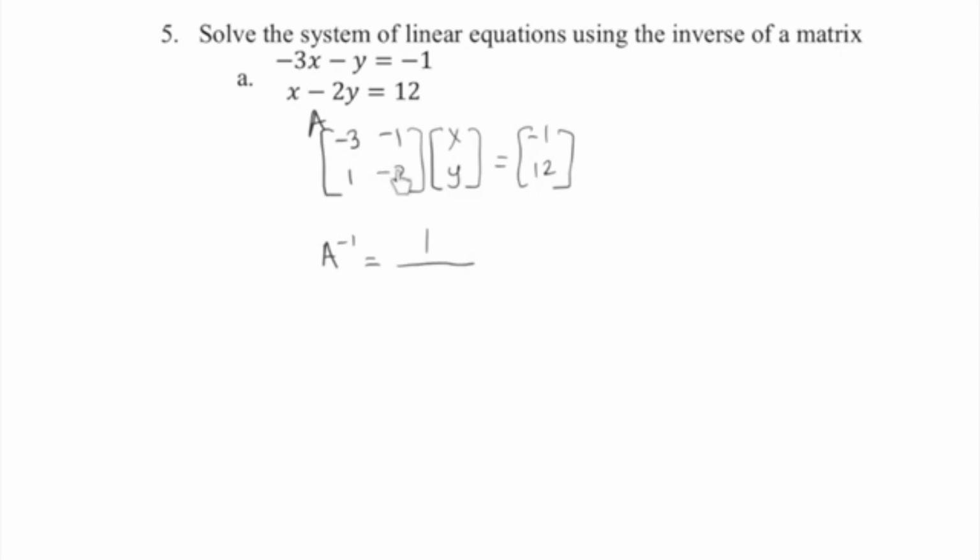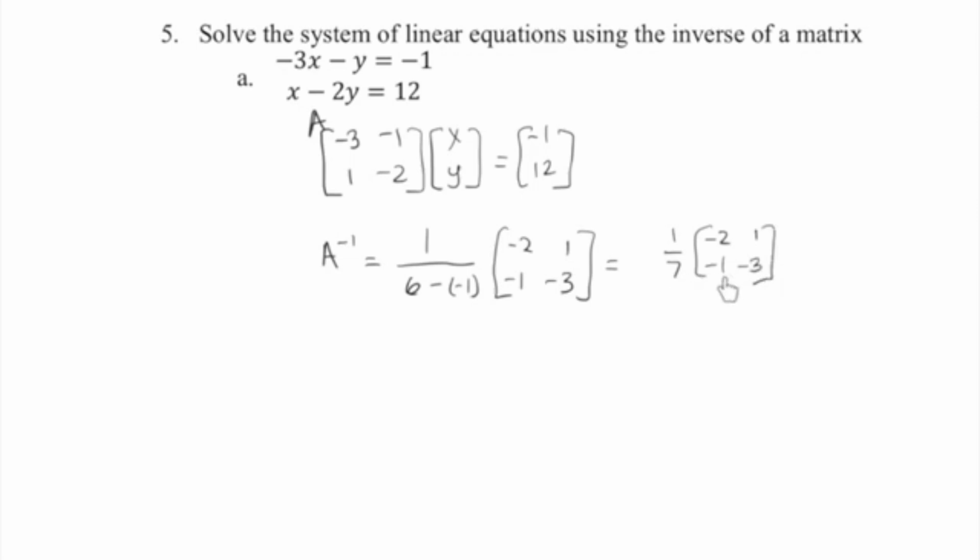is 1 over that product, which is 6, minus this product, which is negative 1. And then remember, these two terms change places. And these two terms change sign, so that becomes a positive 1, that becomes a negative 1. So there's the inverse.